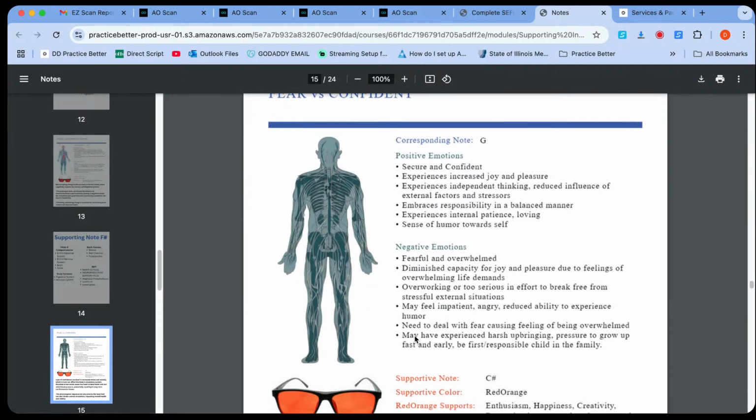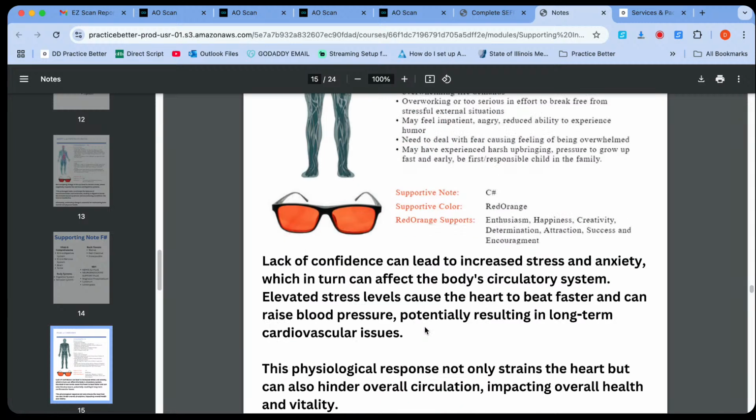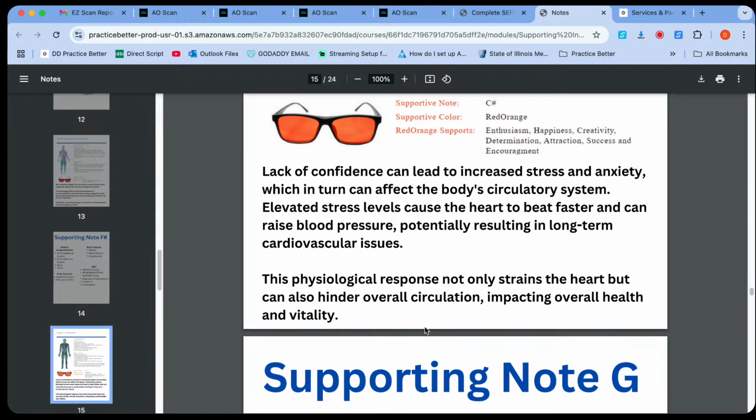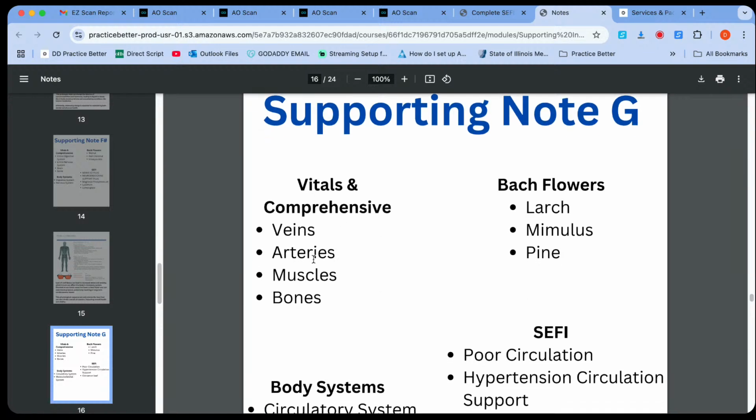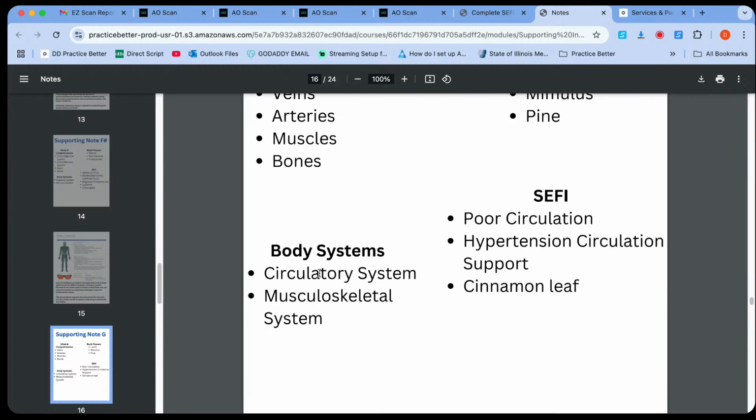So when we're looking at G, we're looking at nerves and arteries, the cardiovascular system, muscles, bones. These are the areas that you would look at. And then the circulatory system and the musculoskeletal system.